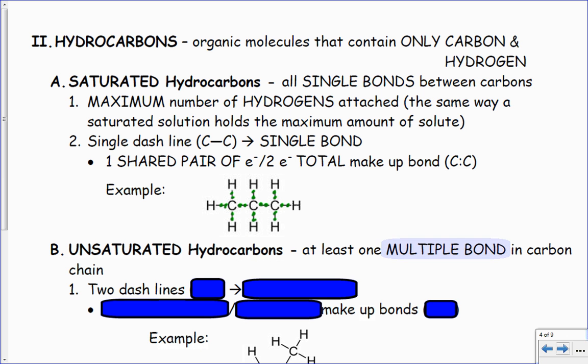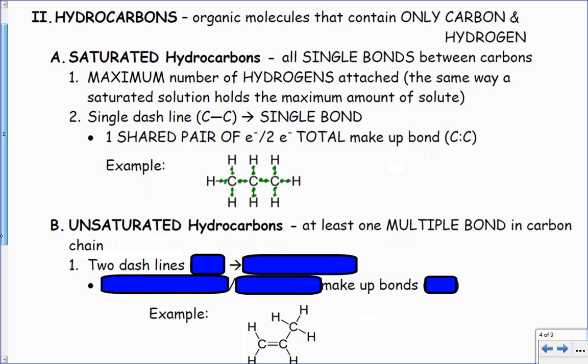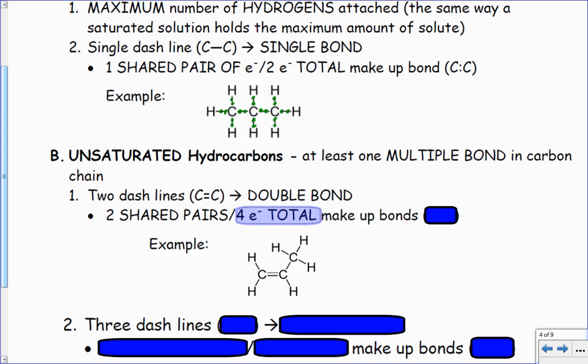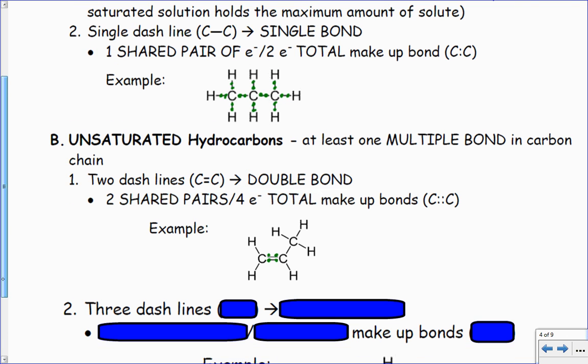Unsaturated hydrocarbons are ones that have multiple bonds in the carbon chain, like 2 dashed lines. Okay, it's a double bond. 2 shared pairs of electrons, for 4 total electrons, make up those carbon-carbon double bonds. So if we count them here, we've got 1, 2, 3, 4 electrons in the double bond. We'll notice here that this chain of carbons is not filled up with hydrogen. That's why we call it unsaturated. We'd have to break the double bond and fill it up with hydrogens, and we'd make it saturated.